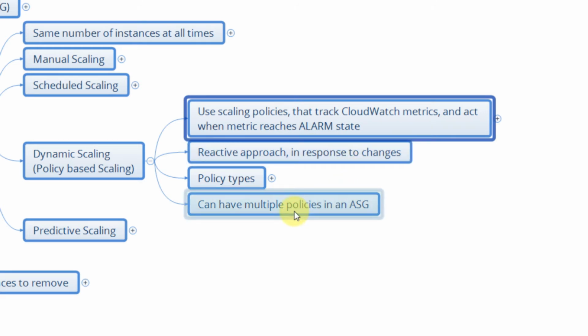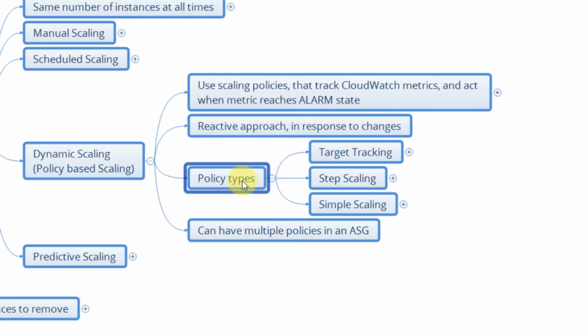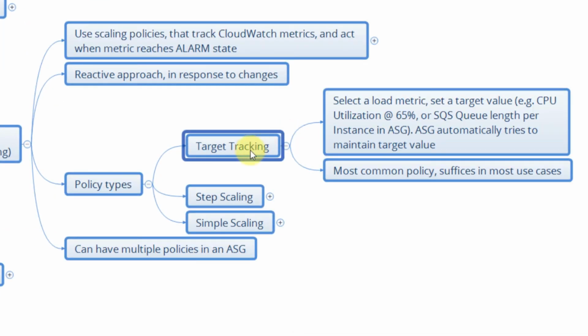You can have multiple policies in an auto scaling group, and these are the different policy types that you can specify. So one policy is target tracking. You choose a target metric, choose a value for it, and the auto scaling group automatically maintains that target value.